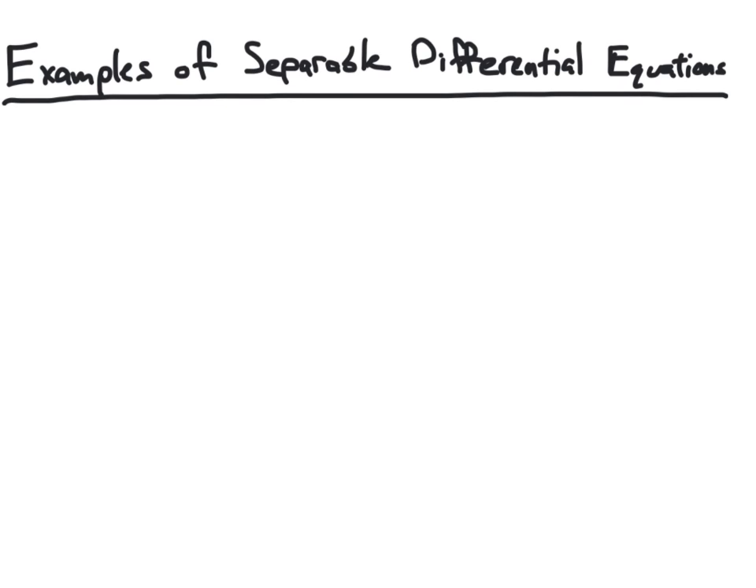In this video, we want to take a look at some examples of solving separable differential equations. Recall that a separable differential equation is a differential equation that can be written in the form y prime equals f of x times g of y. In other words, we're able to write it so that the derivative of our function y is equal to a function entirely in x, f of x, multiplied by a function entirely of y, g of y.